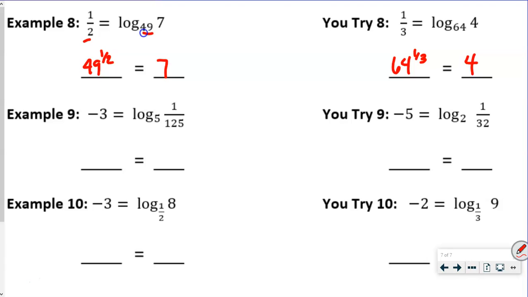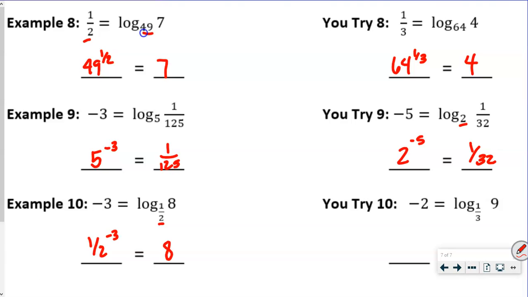The next one, 5 to the -3 power. Remember, if it's negative, it's going to the denominator. That's why it's 1 over 125. Okay, then we got our base here again. 2 to the -5 is equal to 1 over 32. Here's our base. 1/2 to the -3 is equal to 8.